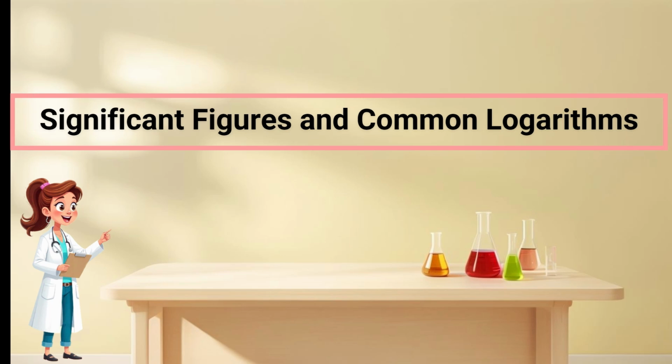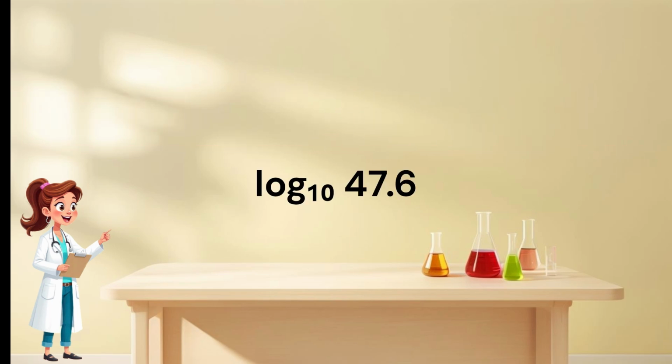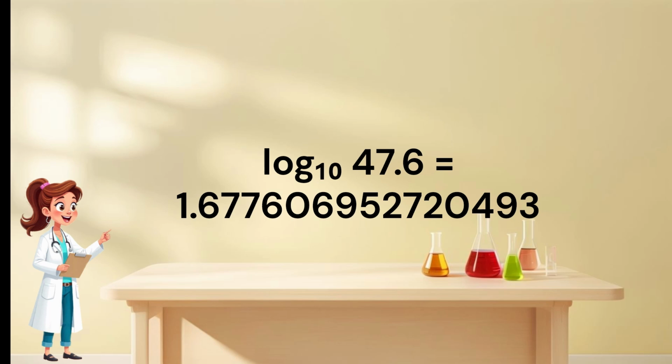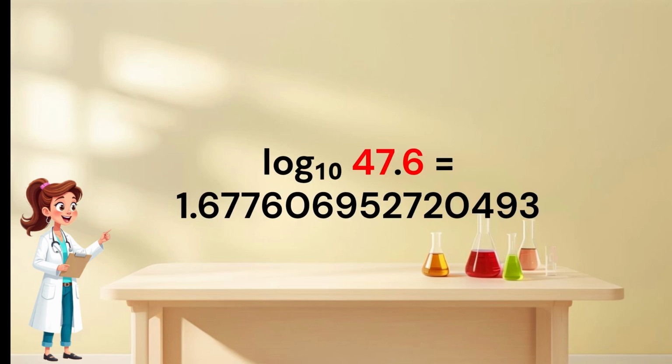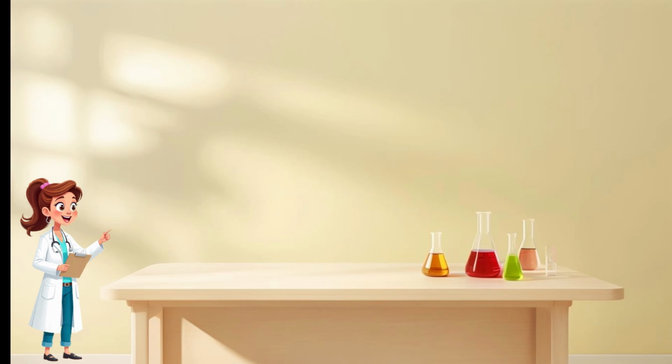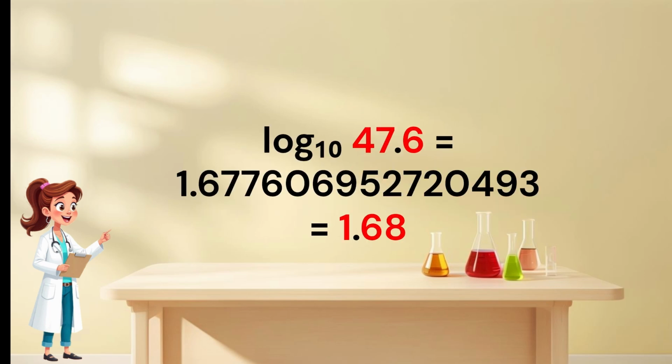Significant figures and common logarithms. Let's consider a measured value, say 47.6, and calculate its base 10 logarithm. If you plug this into a calculator, you'll see a result like this, 1.6776, etc. That's a lot of digits. But here's the thing, the original value, 47.6, has 3 significant figures. So, the logarithmic result must be rounded accordingly. Now, here's a common pitfall. If you think the rounded result is 1.68, you'd be wrong. Surprised? Let's dig deeper into why that's the case.